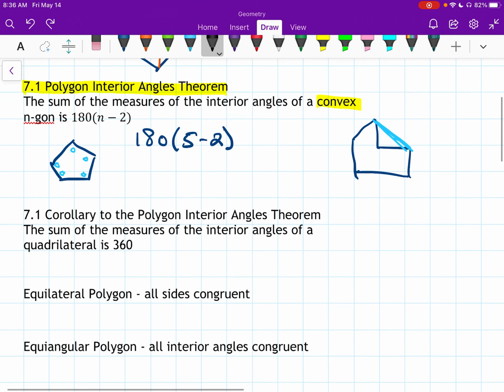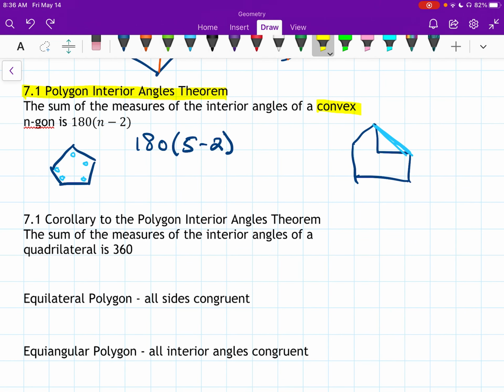7.1 corollary. Now, let me talk just a second about the difference between a theorem and a corollary. A theorem is a math statement, a math idea that has been proved. A corollary is something that builds off of the theorem. So 7.1 corollary to the polygon interior angle theorem builds off of the 7.1 theorem.